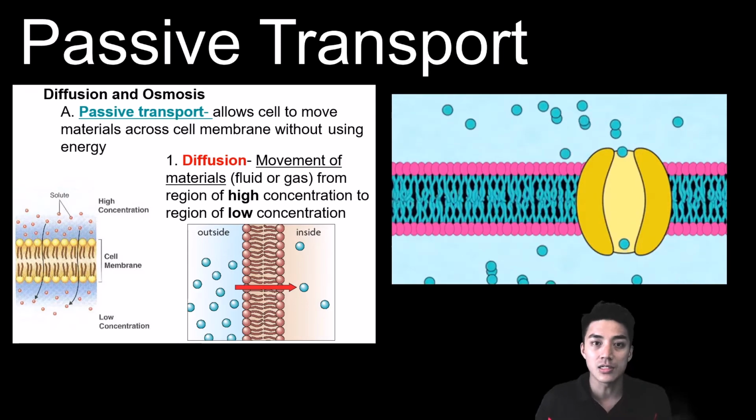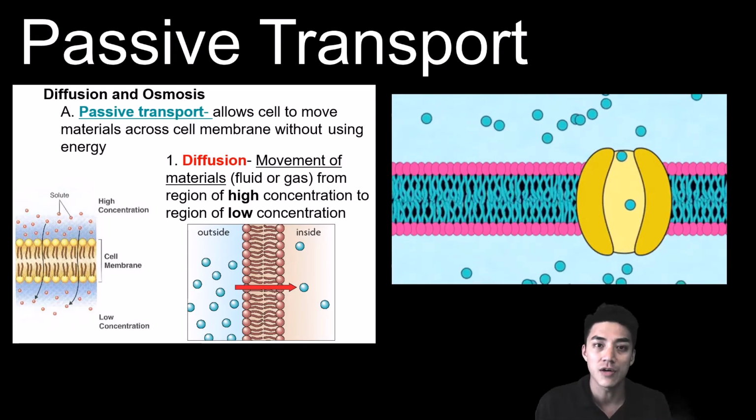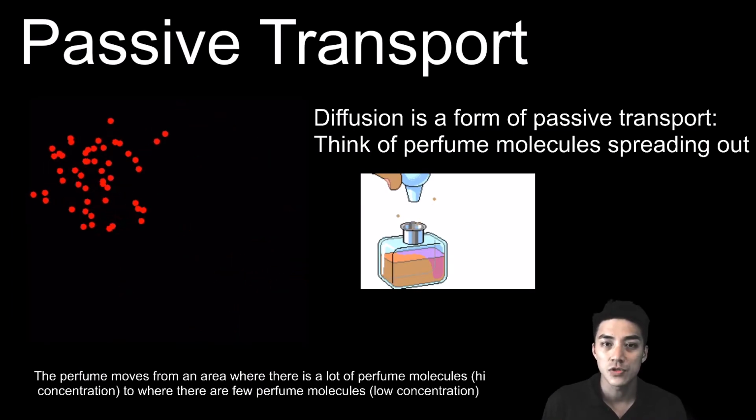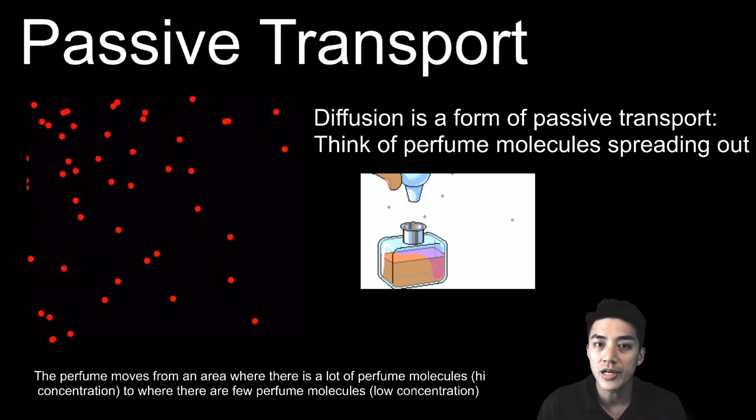It does this on its own. It's almost like moving downhill. You don't need to invest energy to move stuff across the cell membrane. It just happens on its own. Diffusion is a form of passive transport, and it requires no energy. Think about perfume molecules spreading out on its own.